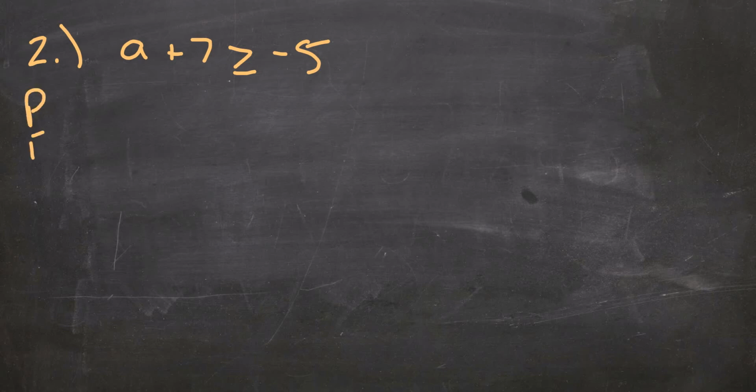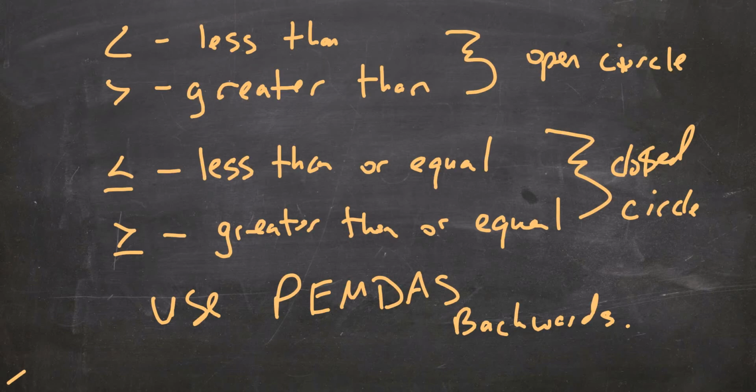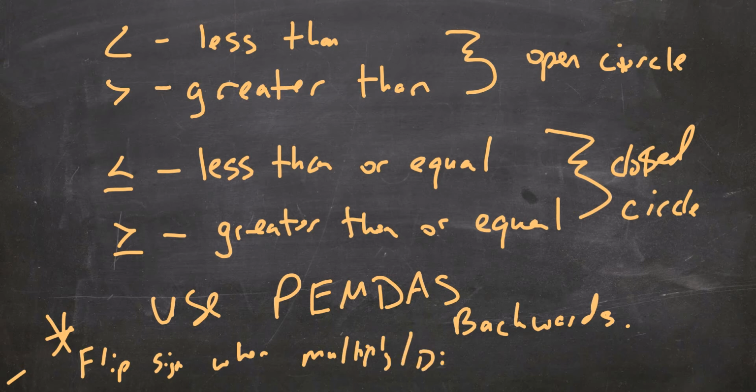So I'm going to use my PEMDAS backwards. And one thing I did not mention that I should have mentioned before, the only other big rule is you flip the sign. So that's a big rule. Flip the sign when you multiply or divide by a negative number. Alright?